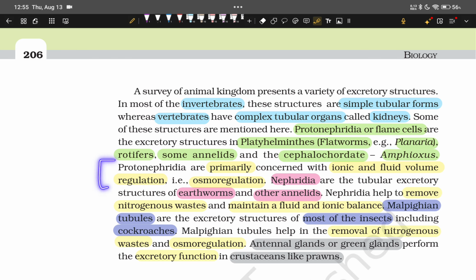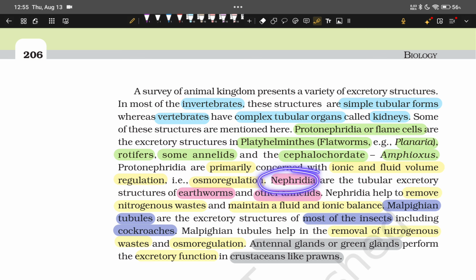If in an examination the examiner tricks this question and changes the statement to say protonephridia is primarily concerned with, let's say, removal of nitrogenous waste, then that statement would be false, because in NCERT it's clearly mentioned that primarily it is concerned with osmoregulation.